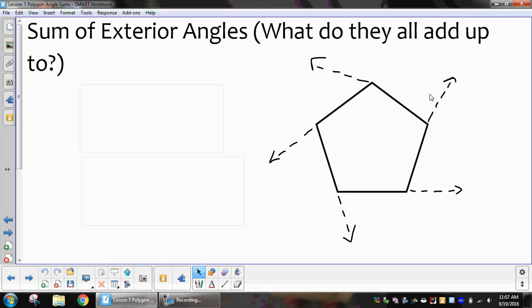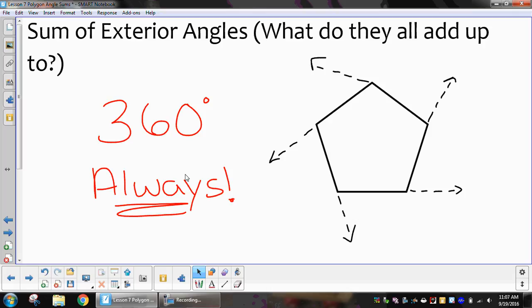And when I extend those sides, I create 5 exterior angles of this polygon, meaning there are 5 angles that are outside of the polygon. And if I were to add up all those angles, no matter what type of polygon I have, no matter how many sides, all those angles are always going to add up to 360 degrees. So if I have a polygon with 100 angles and 100 exterior angles, and I measure all those exterior angles, when I add them up, they'll always be 360 degrees.